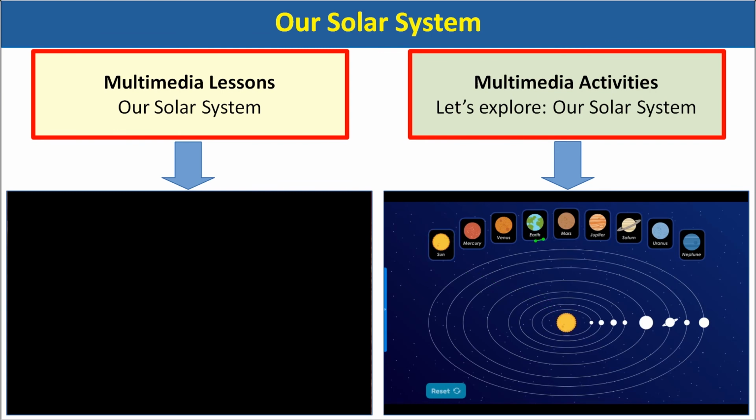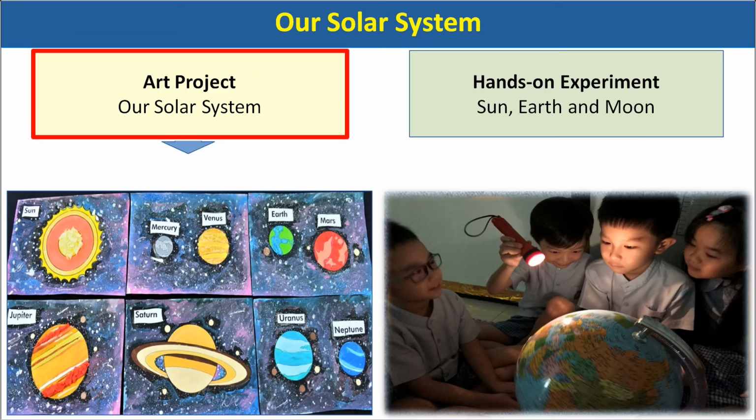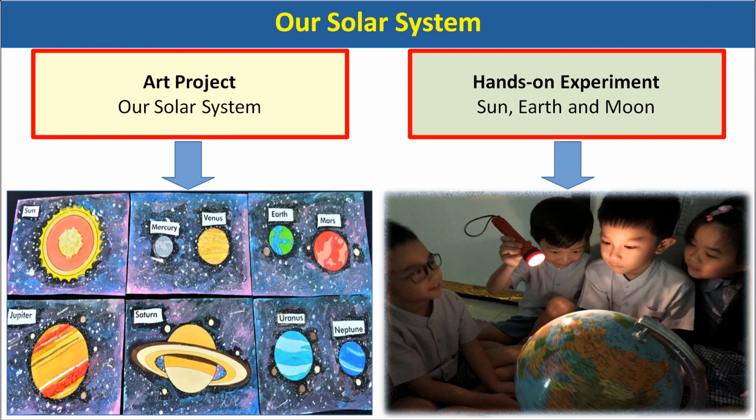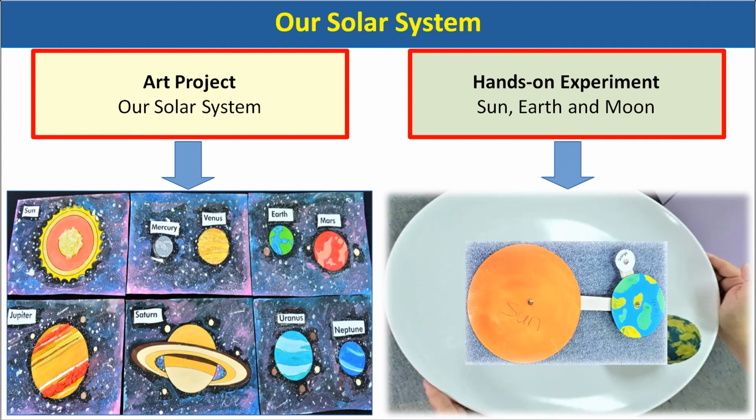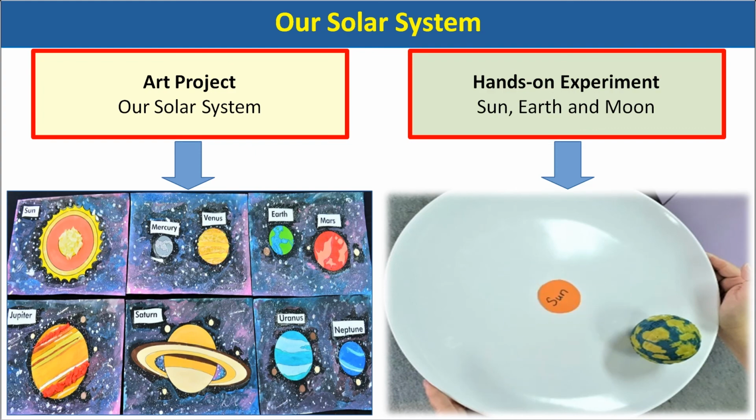Sun, Earth. Through the art project and hands-on experiment, children develop a deeper understanding of the sun and planets of the solar system and the conditions needed for life to exist on a planet.